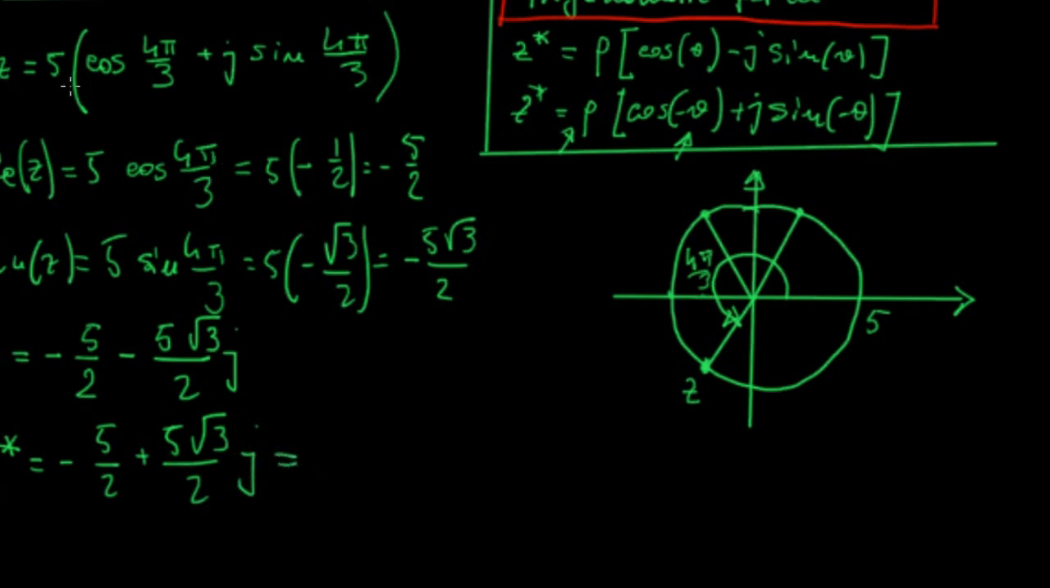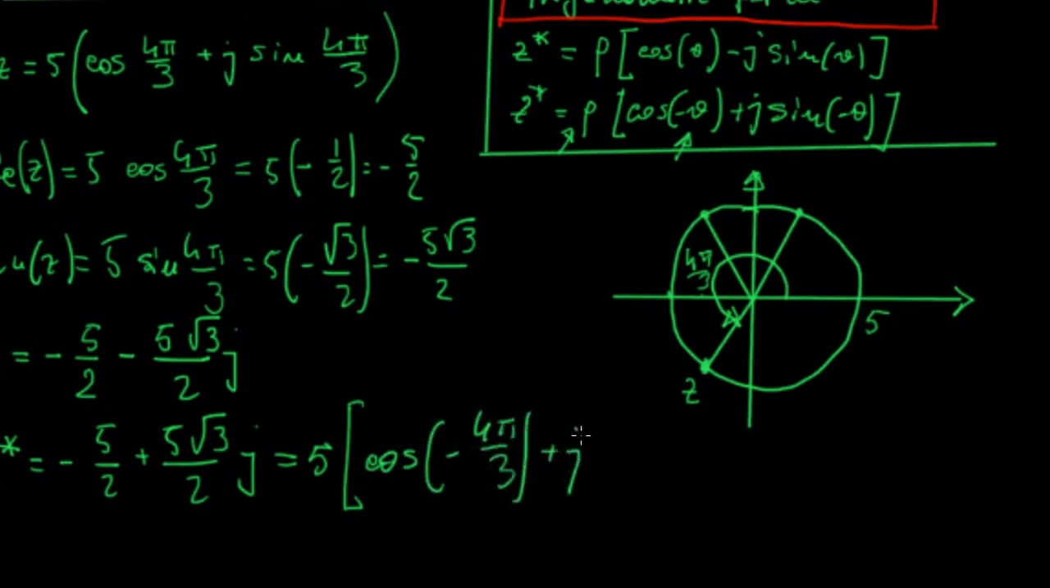Well, remember what we said just a few minutes ago: z star can be expressed by changing the sign of the argument. So in this case, this has to be 5 times the cosine of minus 4 pi over 3 plus j the sine of minus 4 pi over 3.